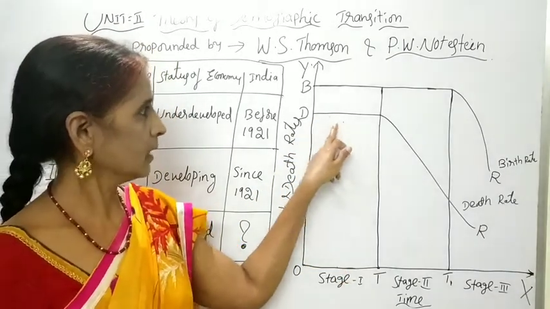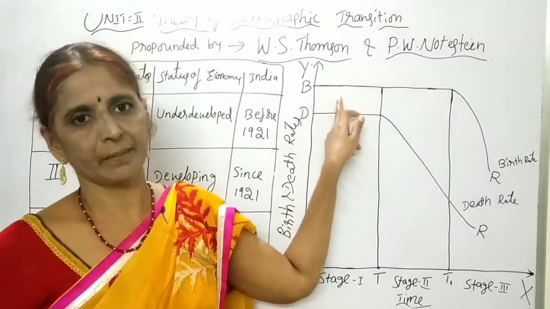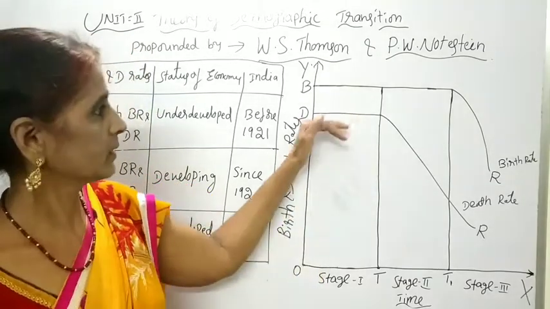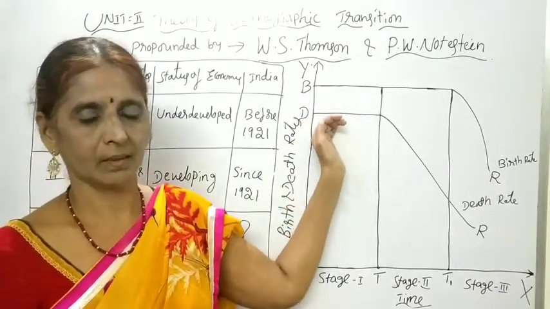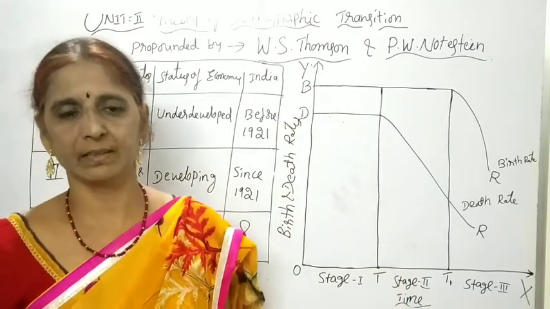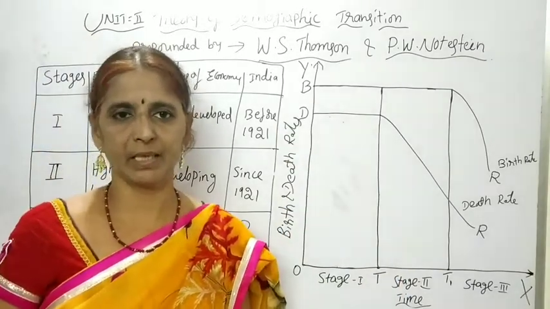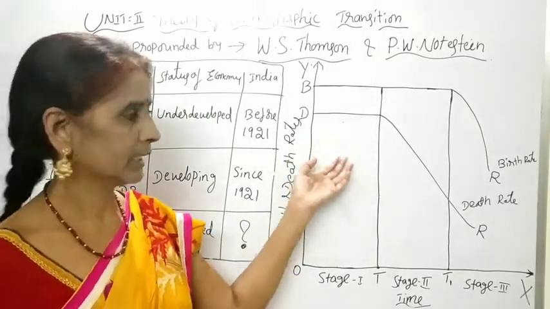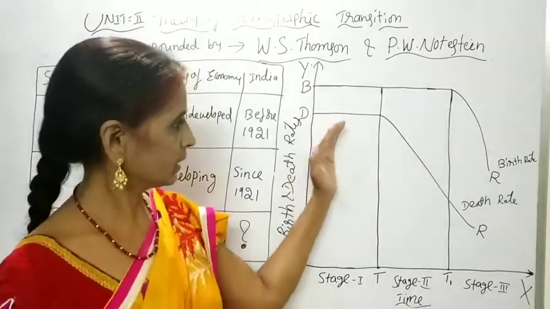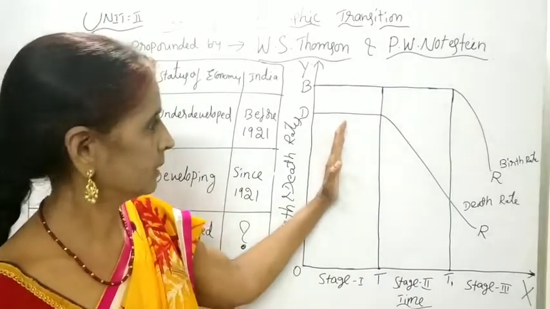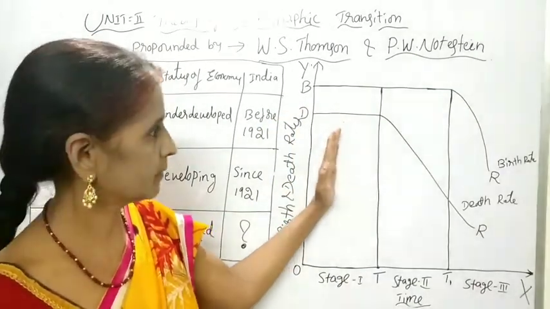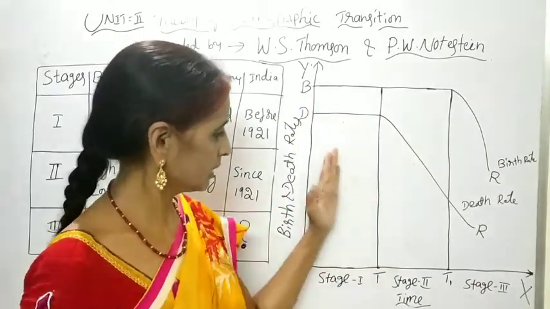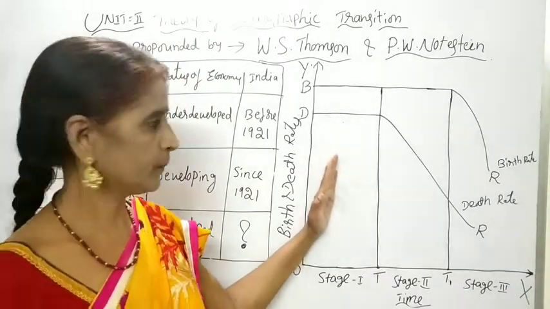That is the reason population doesn't grow rapidly. Why? Because high birth rates are coupled with high death rates. Population doesn't increase rapidly, so the population growth rate is stable. So it is not a dangerous stage. The nature of the economy is underdeveloped and agrarian. So this stage is not dangerous to the economy.